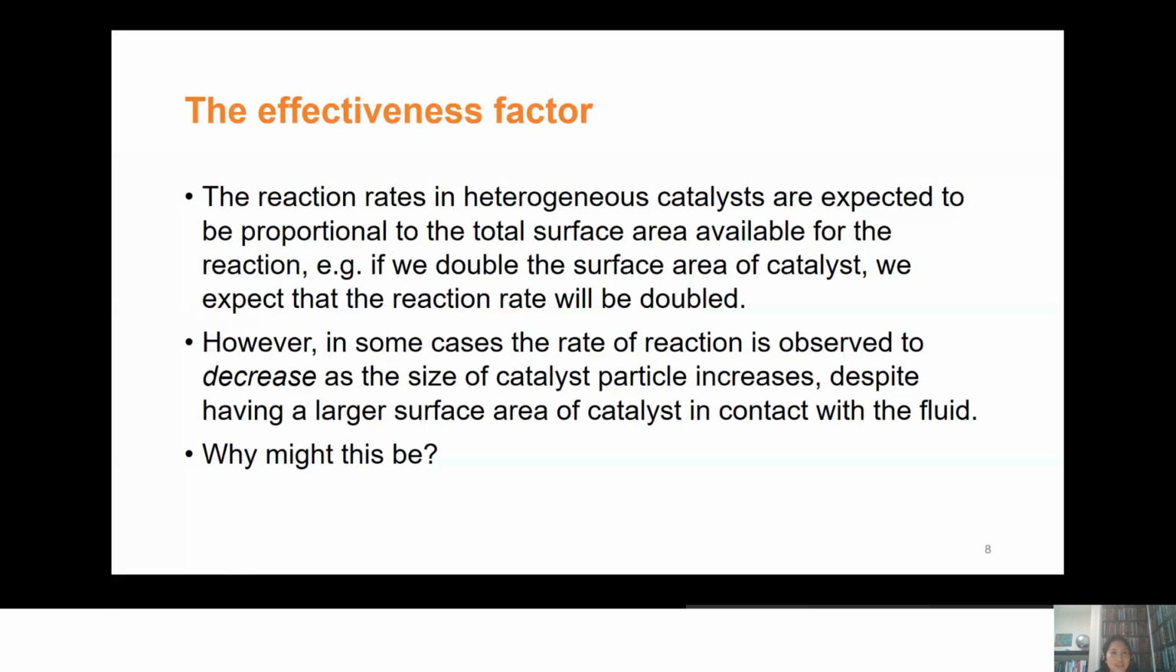If we have a heterogeneous catalytic process, then you would expect the reaction rate to be proportional to the area of the catalyst available. Double the area and you will double the rate of reaction, assuming excess reactants. So if we use larger catalyst pellets, then there is more surface area for the reaction. But in some cases, the rate of reaction can actually decrease instead of increase. So how can this be?